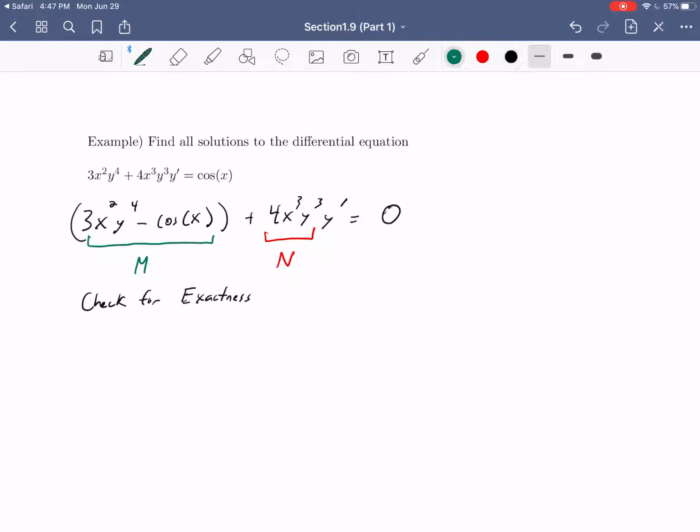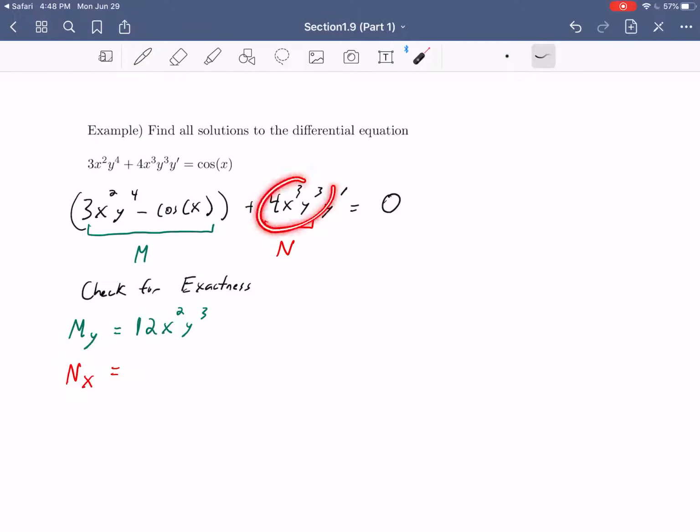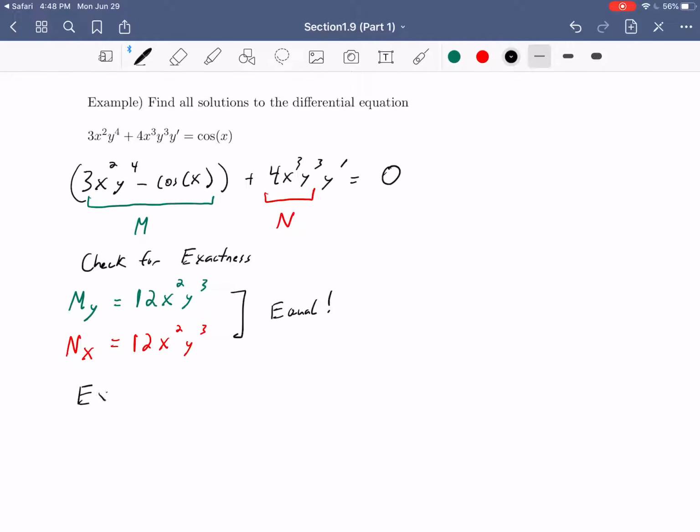So what we're going to do is take the partial with respect to y. So again, this is the partial with respect to y of M, so we're treating x as a constant. Partial with respect to y here should be pretty clear. It's going to be 12x squared y cubed. And then, of course, the partial with respect to y of cosine x is just going to be 0. So there we go. We can also do the partial with respect to x of N. So here we're going to differentiate this with respect to x, treating y as a constant. So pretty clear, we should get 12x squared y cubed. These two things are equal. Put a little exclamation mark because we're excited. So that means it is exact.